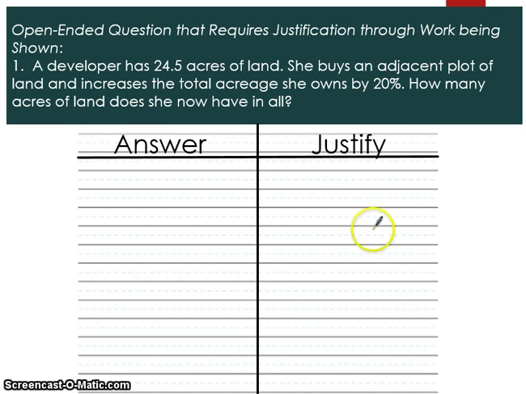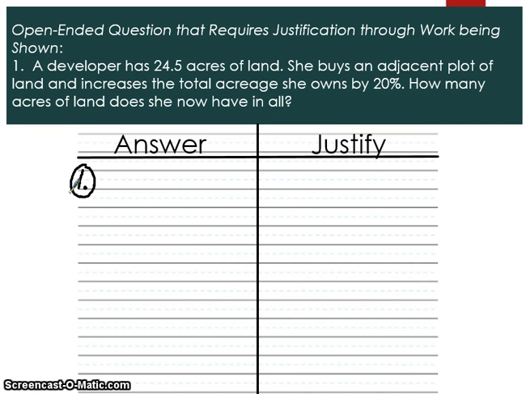justify our answer. So to start, let's put a number 1 here, because this is question number 1 and we want to make sure that we know which answer goes with which question. Now, let's read our question together. A developer has 24.5 acres of land. She buys an adjacent plot of land and increases the total acreage she owns by 20%. So she gains 20% of 24.5 acres. How many acres of land does she now have in all?